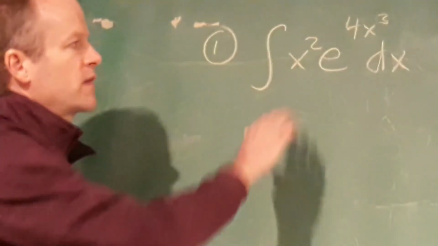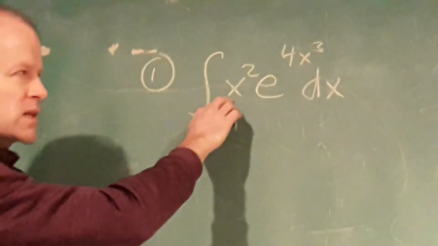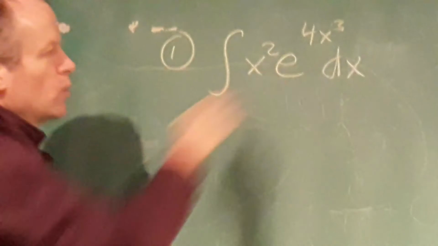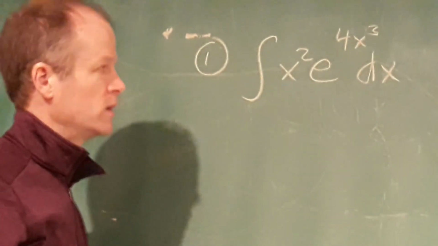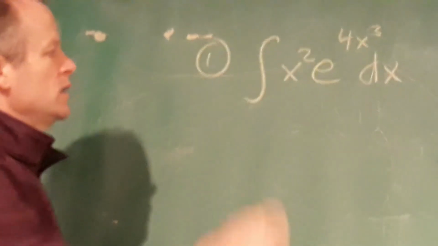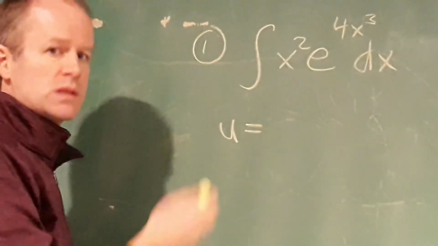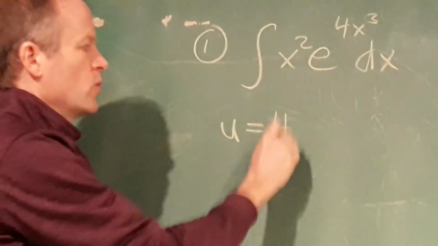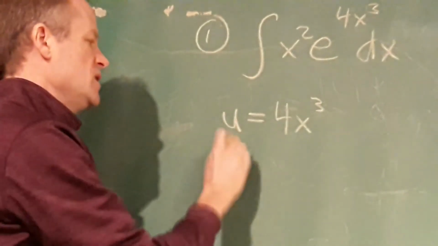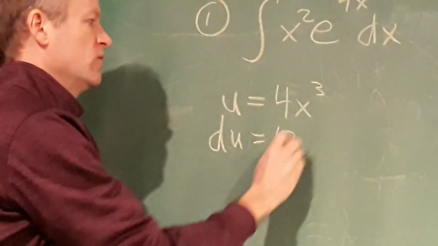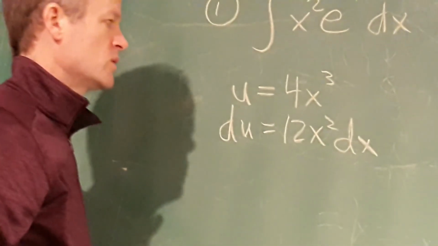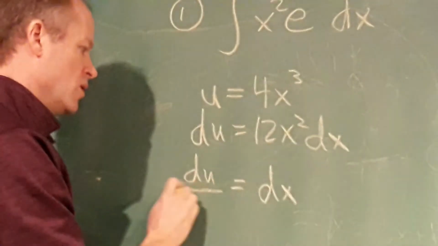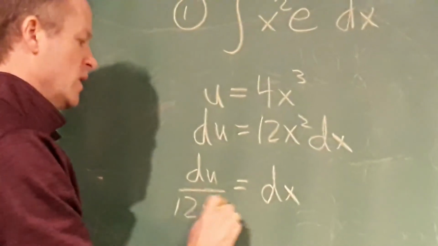So in this one, I have kind of a few options when I look at it, maybe x squared or maybe 4x cubed. Well, which one, when I take its derivative, sort of gives me the other one? And it would be the 4x cubed as my u. And that one also is the inner function. So u is 4x cubed. Du is going to be 12x squared dx. So if I solve for dx, dx is going to be du over 12x squared.